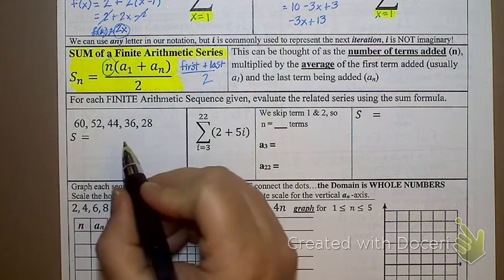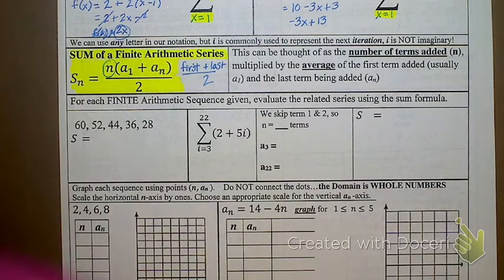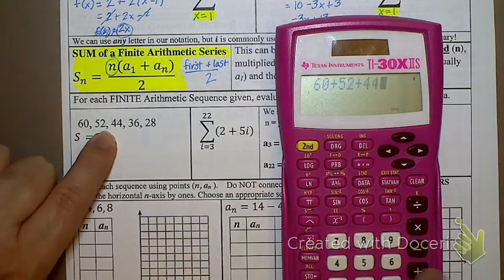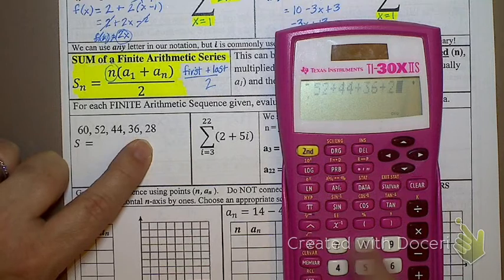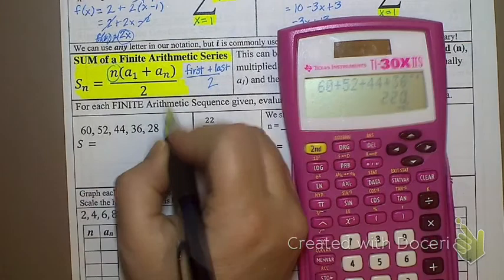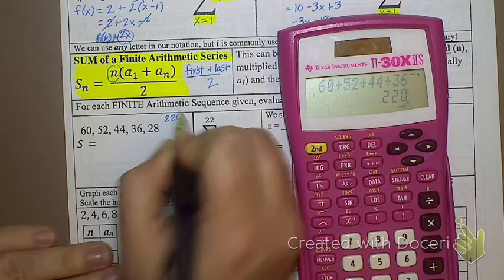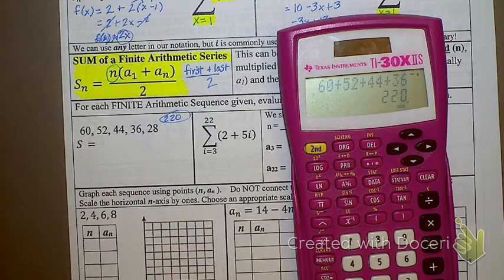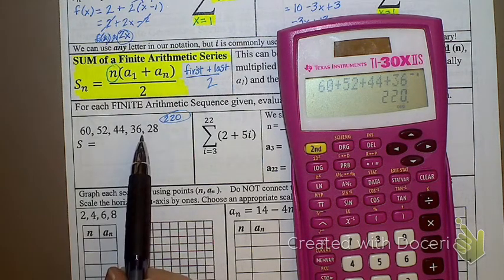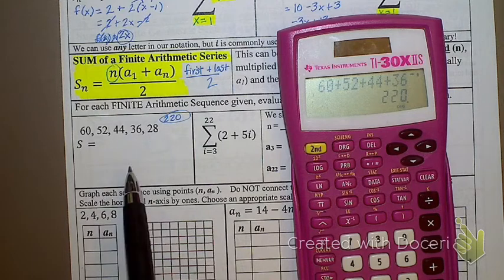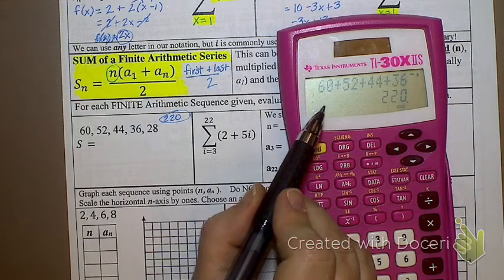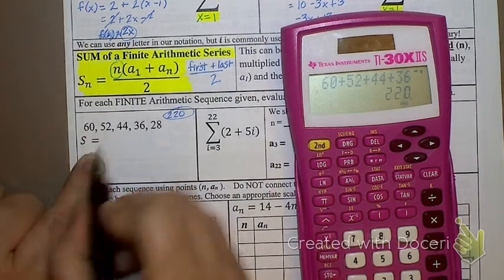So let's look at this one. This problem right here. I could do that on my calculator pretty easily, couldn't I? 60 plus 52 plus 44 plus 36 plus 28, and I get 220. Let's solve it using the formula, though, to verify that the formula works. And on your homework, I think you have series that are also fairly reasonable to plug into your calculator. I want you to practice using the formula, though, and then you can just check it by doing this to make sure you're doing it correctly. Does that make sense?